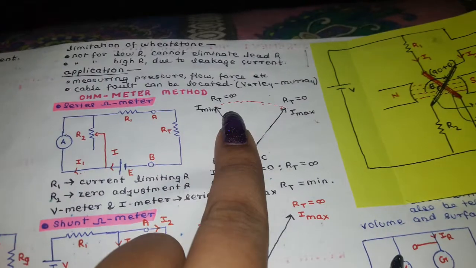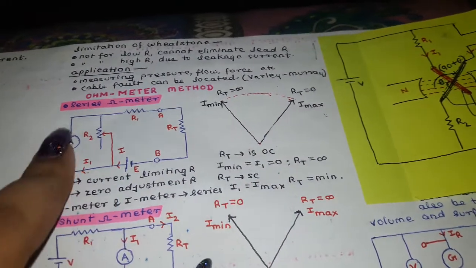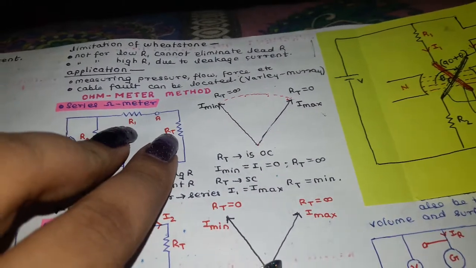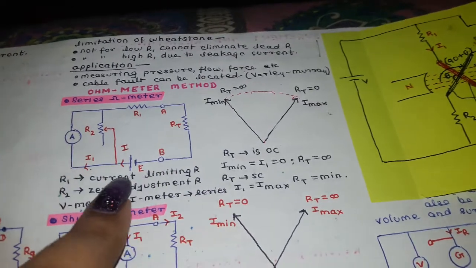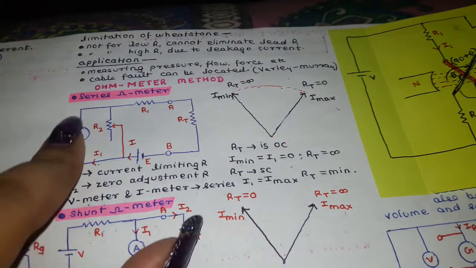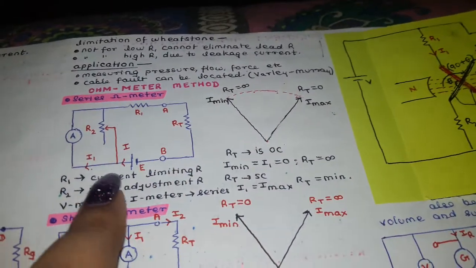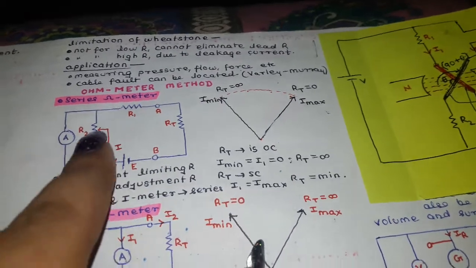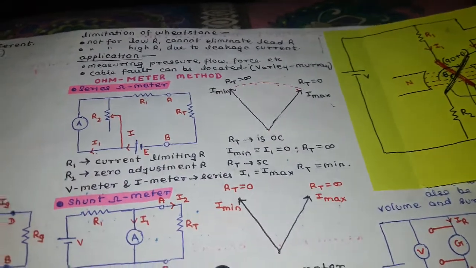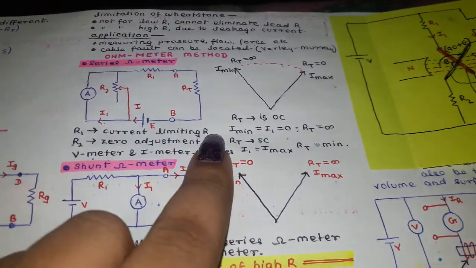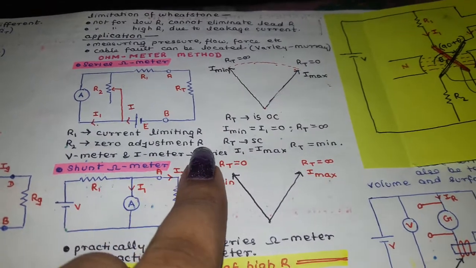When you don't take out this resistance, the current drawn is by these two resistances. The series combination of these two resistances is drawing a certain current. Now, when we eliminate this, the current is due to the effect of these two resistances. We are trying to equate it, and this is how we find out the unknown resistance. Here R1 is the current limiting resistance and R2 is the zero adjustment resistance.